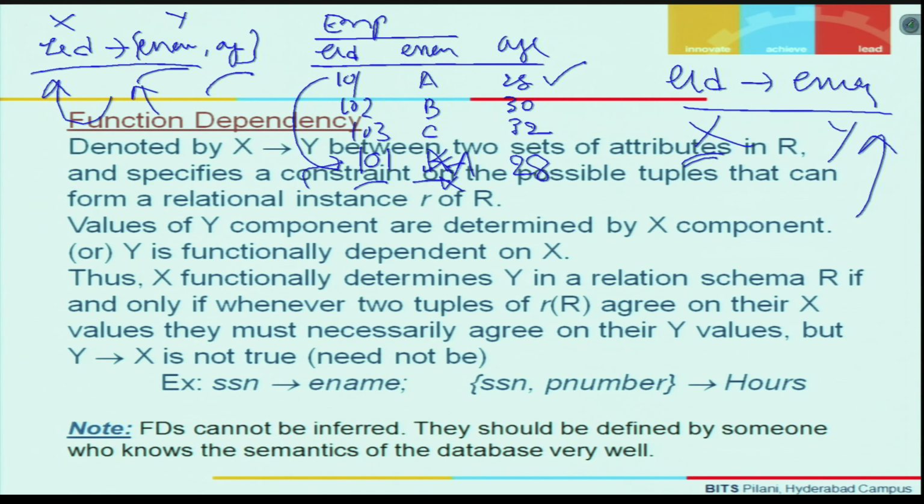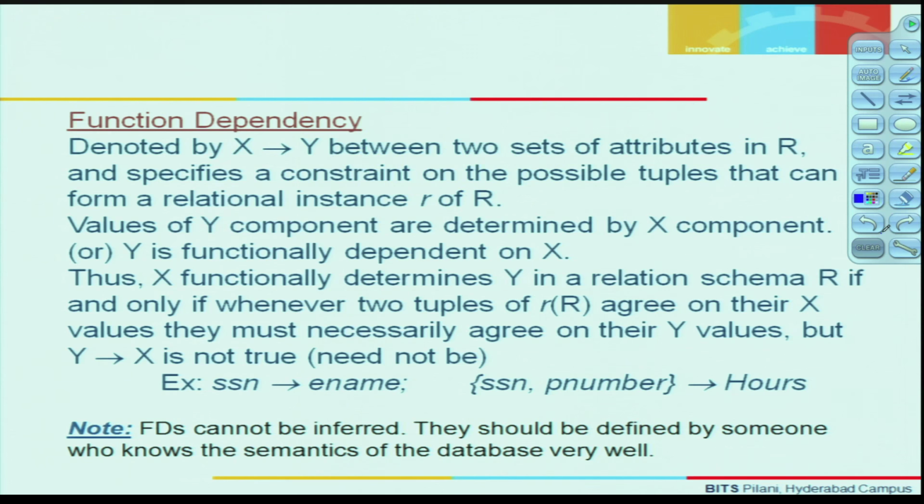Similarly, here also the age must be the same. That is the meaning of this functional dependency, and then I can say that employee ID determines employee name or employee age. Otherwise, employee name is determined by employee ID. X functionally determines Y in a relation schema R if and only if whenever two tuples in relation instance small r of the relation agree on their X values, they must also necessarily agree on their Y values.